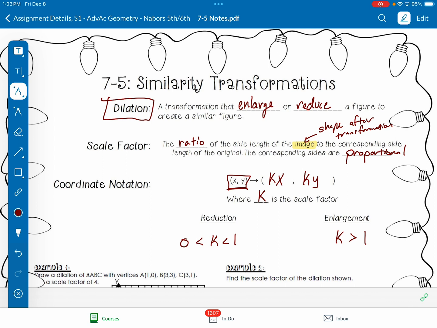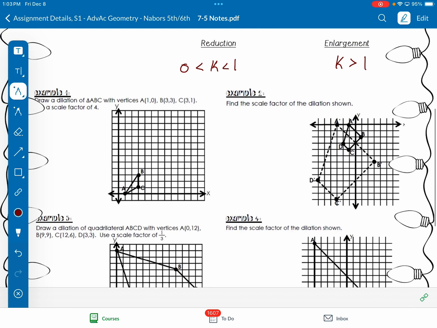Any questions? Okay. Let's do some examples. We're going to see 2 example types here. One is going to ask us to dilate a figure from a scale factor. That's like numbers 1 and 3 here. And then we're also going to look at 2 figures where a dilation has already taken place, and from those 2 figures, figure out what the scale factor was.